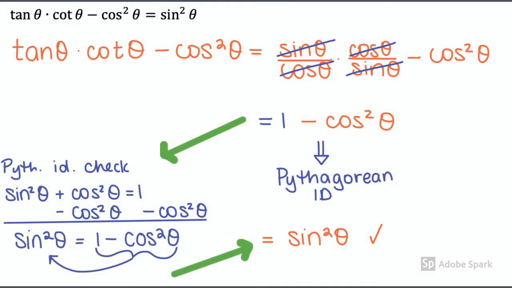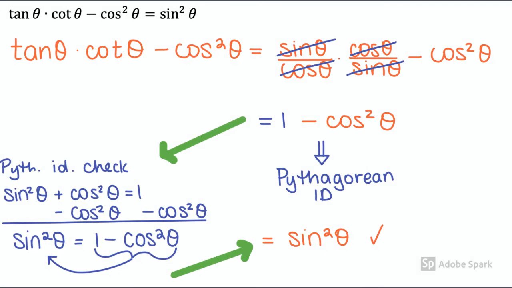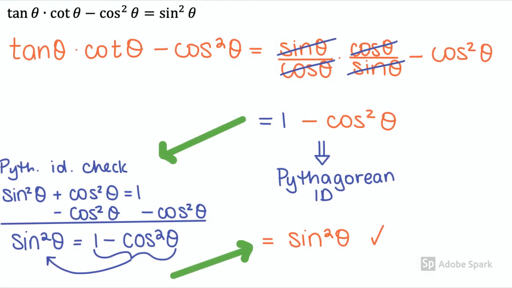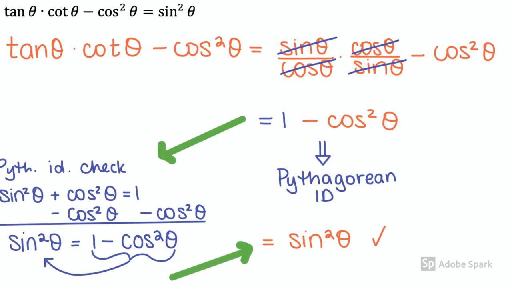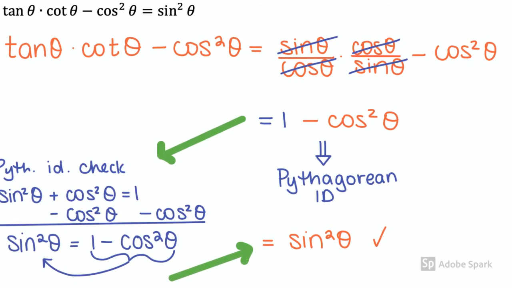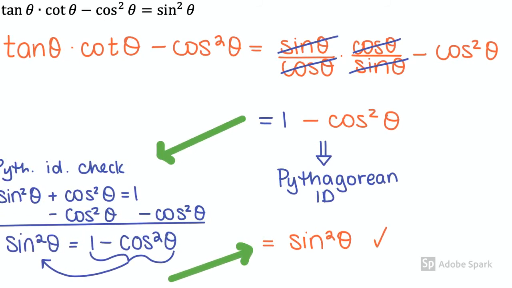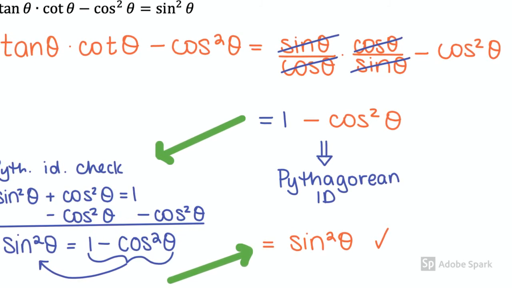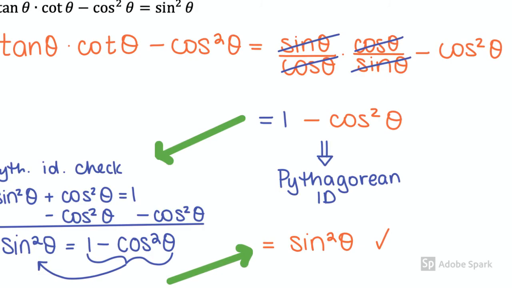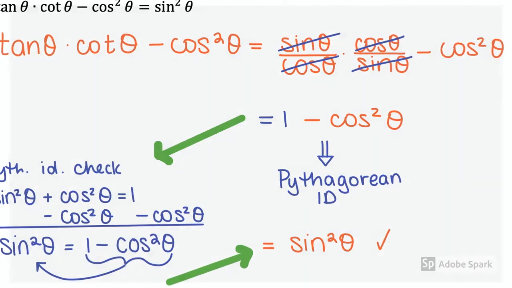I do want to note that showing that side work between the green arrows of checking the Pythagorean identity is not something that has to be part of your work. It's something that you might be able to do in your head. What you do want to show me is that you're using a Pythagorean identity. So I just wrote arrow, Pythagorean identity, get sine squared theta. That's totally fine. If you want to show the side work, great. If you don't, also fine.